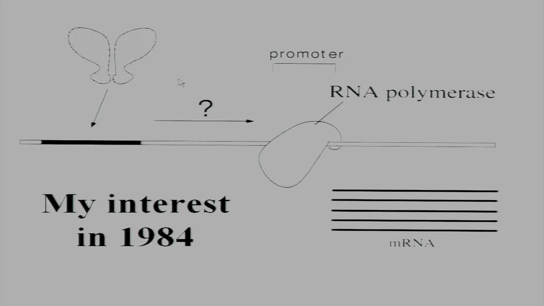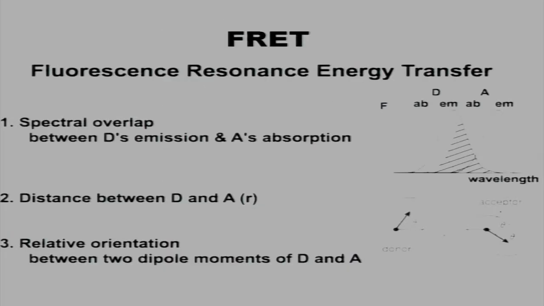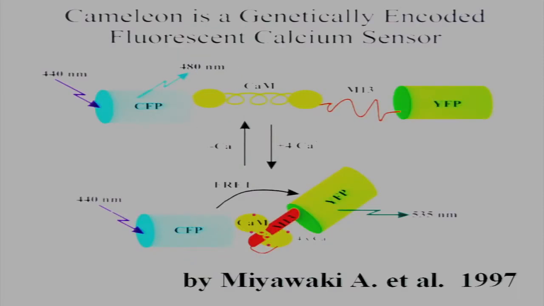And for that, I took interest in FRET, which was explained by Shimon this morning. FRET is a transfer of the excited state energy from a donor to an acceptor molecule. And when I was in San Diego, I utilized CFP and YFP as the donor and acceptor of FRET to make an indicator for the calcium ion, the chameleon.